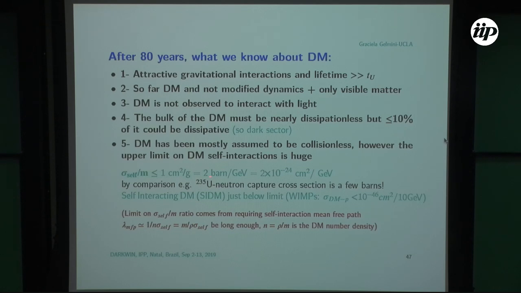And you see, I put it in barns because you know barns. Barns is a typical cross-section in nuclear physics. So for example, the neutron capture on uranium 235 is a few barns. So here, if you have a mass of the particle, which is maybe 100 GeV, you will have a self-interaction that is 200 barns. It's huge. It's a huge self-interaction. And it is still possible.